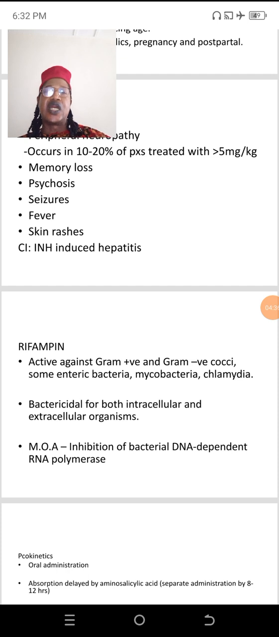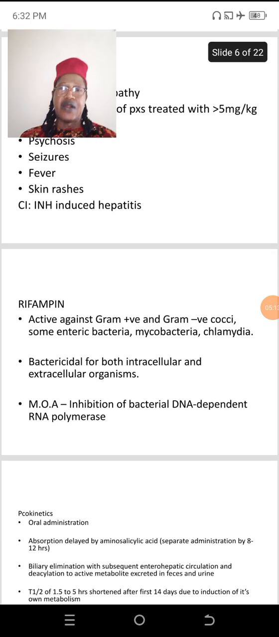Rifampin, together with rifabutin and rifapentine, belong to a group of antibiotics that are called the rifamycins. Rifampin is a broad-spectrum antibiotic having activity against a wide range of organisms like gram-positive cocci, gram-negative cocci, some enterobacteria, mycobacteria, and chlamydia, and it is bactericidal for both intracellular and extracellular organisms. Rifampin acts by inhibiting bacterial DNA-dependent RNA polymerase.